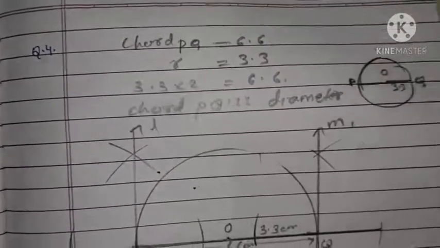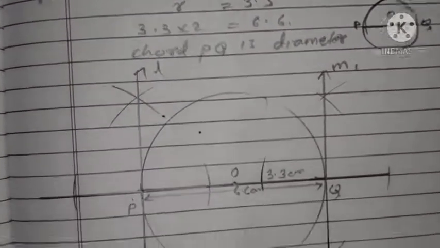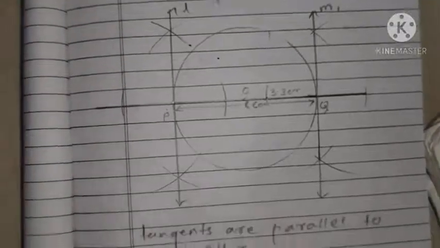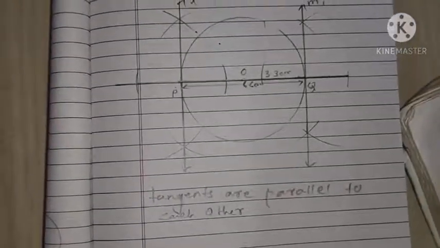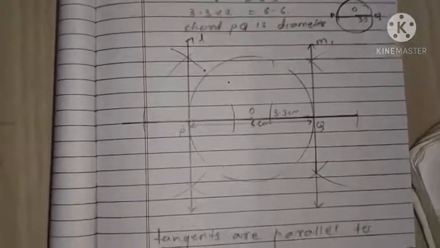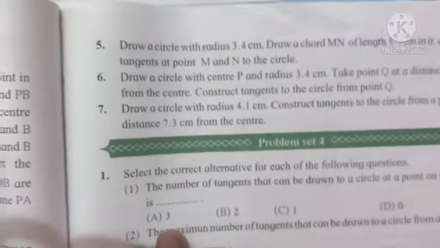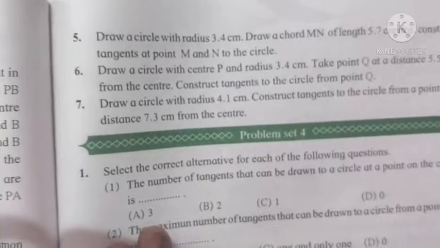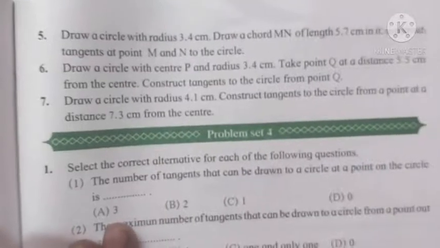Okay. In this question, first of all, we draw a circle, then we draw chord PQ. As we observe, chord PQ is nothing but the diameter of the circle. Then from points P and Q, we draw 2 tangents to this circle, same as question number 1 and question number 2. Okay. Next question is question number 5.